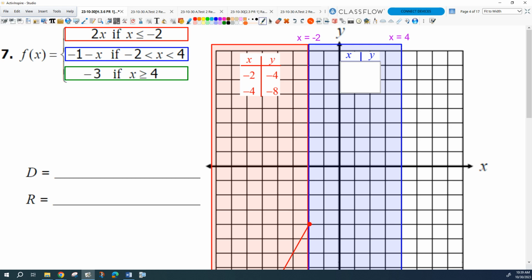and now in the blue region, we've got this function, right? We've got the line y equals -1 minus x. So if I'm plugging in -2, what do I get? Yeah, 1, isn't it? Good. So -1 minus -2 would give me +1, wouldn't it? So I get that point.